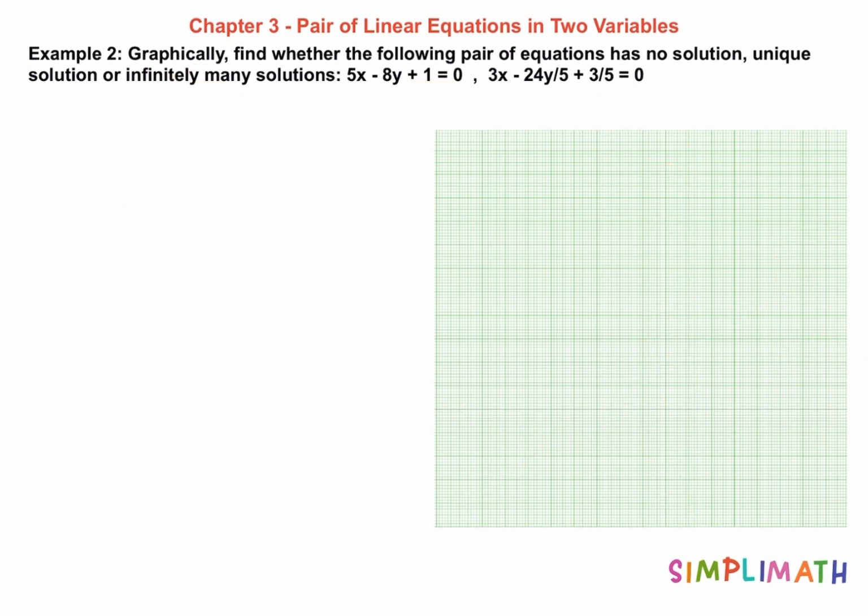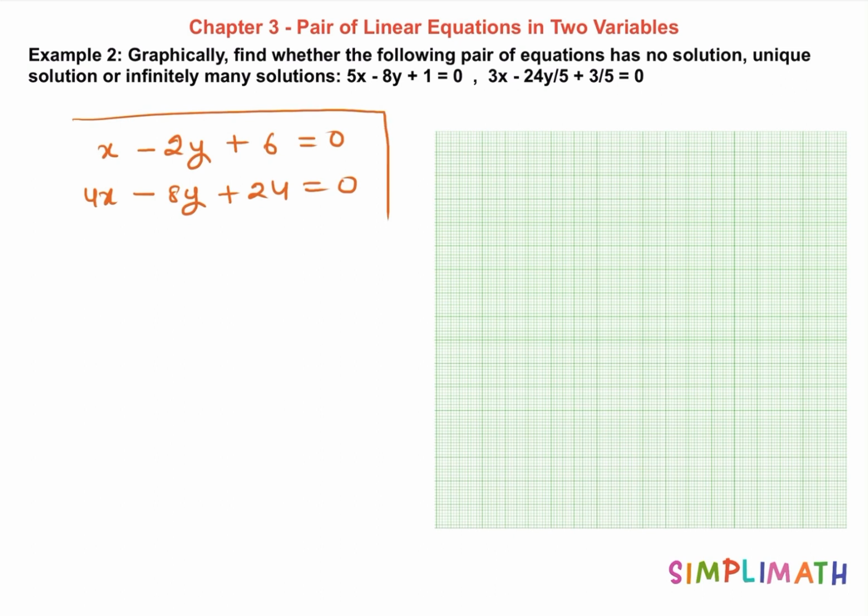Now I encourage you to try the same technique with another pair of linear equations, which is x minus 2y plus 6 equal to 0 and 4x minus 8y plus 24 equal to 0. I want you to try for this pair of linear equations and find out if the pair of linear equations have no solution, unique solution, or infinitely many solutions.